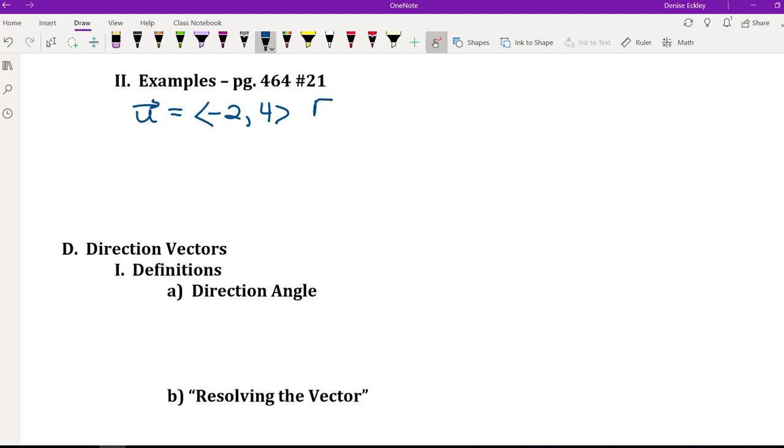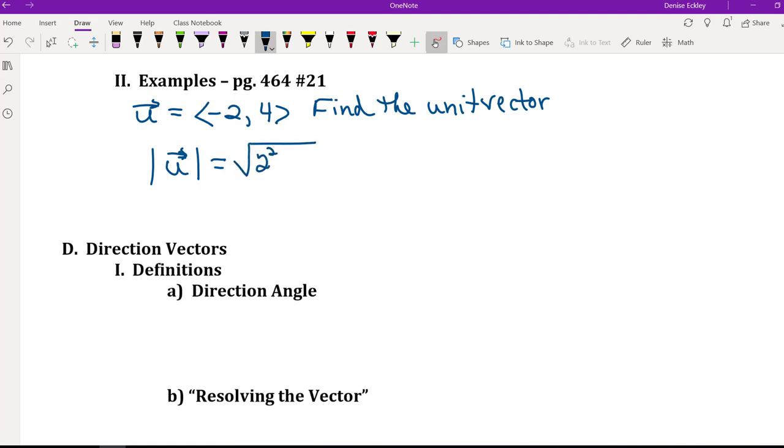And we want to find the unit vector. So what we're going to do is take the absolute value of u, so we're going to find the magnitude of u, because we need that. So we're going to do -2 squared plus 4 squared. I didn't write the negative because it doesn't really matter, so I'm going to have the square root of 20, which is 2 times the square root of 5.